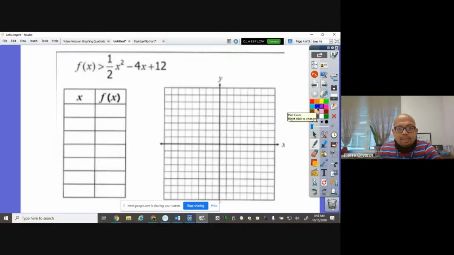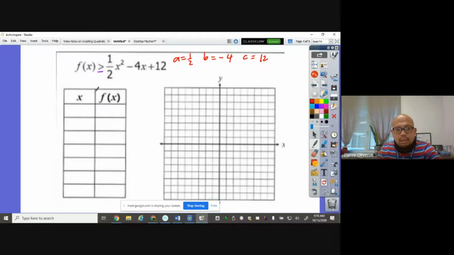Next, f of x. Let's make this one as a greater than, just for a change. F of x greater than or equal to 1 half x squared minus 4x plus 12. This time, we know that a is equal to 1 half, b is equal to negative 4, c is equal to 12.